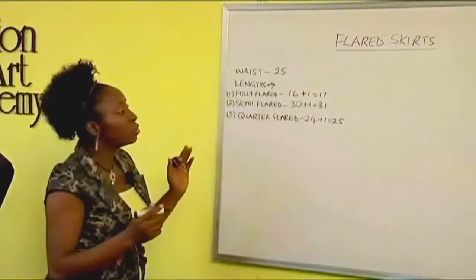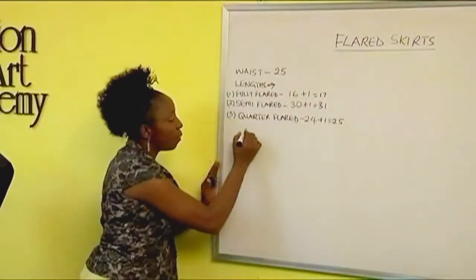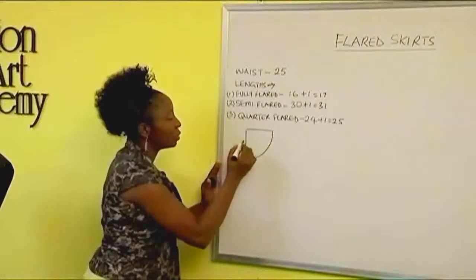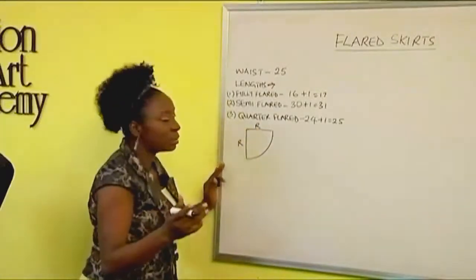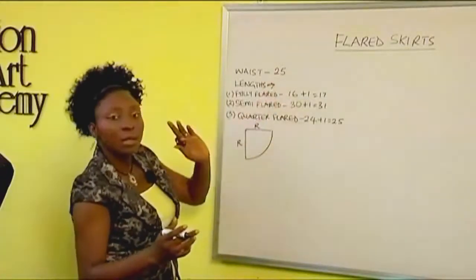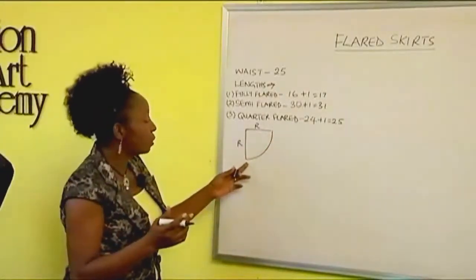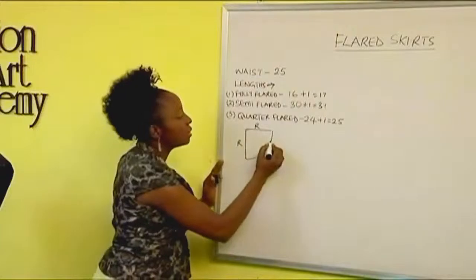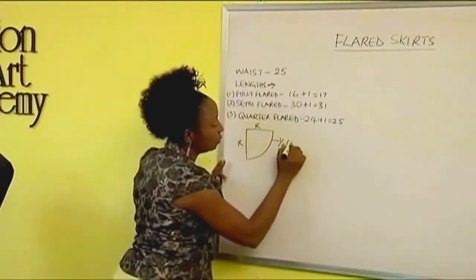Like I told you, we want to work out our arc pattern. We're trying to determine what the radius is. We don't know that, but what we surely know is our waist. That means we know the quarter of that waist. This gives me one quarter of the circumference.